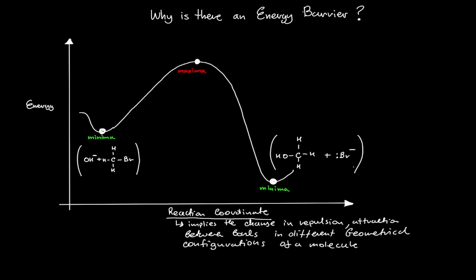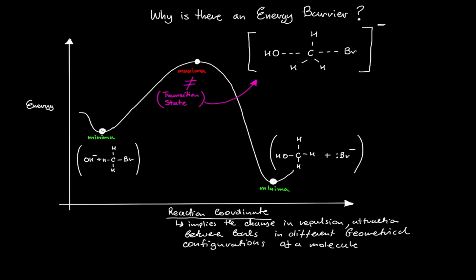At the top of the profile, called the maxima point, there is a suggestion as to what the transition state might look like. The carbon atom is 5-fold coordinated with partial bonds to the incoming OH- and the departing Br-. It is important to realize that there is no way we can guess at the precise structure of the transition state. All we can do is speculate about its general form.